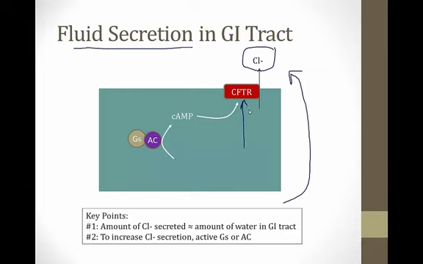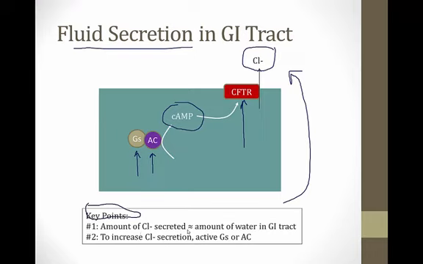This is the cystic fibrosis regulator protein. It's the same protein that is defective in children who have cystic fibrosis lung disease. And the way the CFTR is regulated is through a G protein. So there's a G stimulatory protein found in cells in the GI tract, and when activated it stimulates adenylate cyclase, and then adenylate cyclase increases the amount of cyclic AMP inside the cell, and that in turn activates the CFTR to secrete more chloride. So key points about this process I've summarized down here at the bottom.